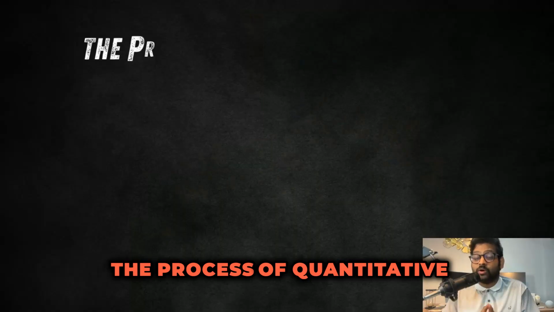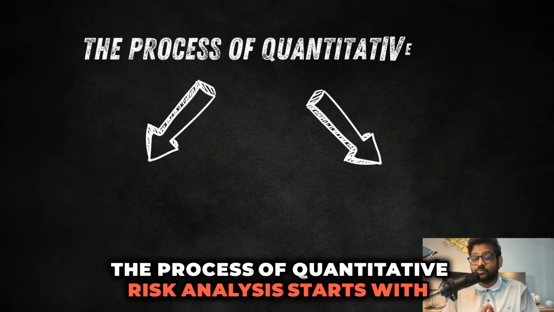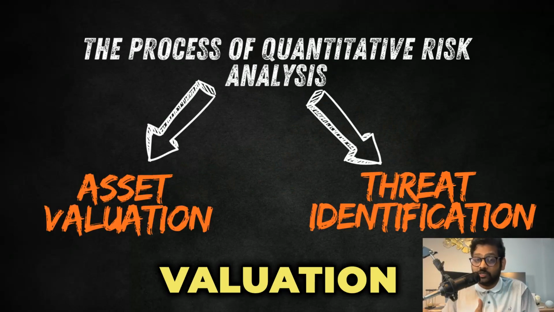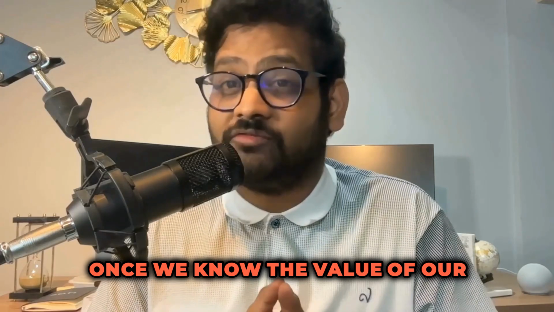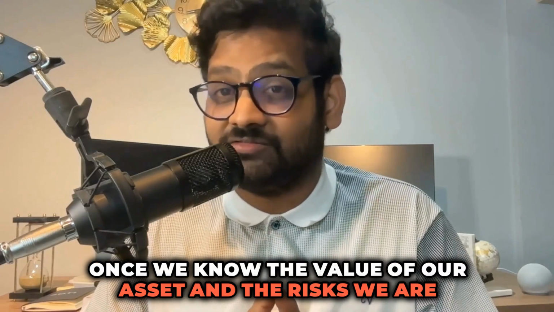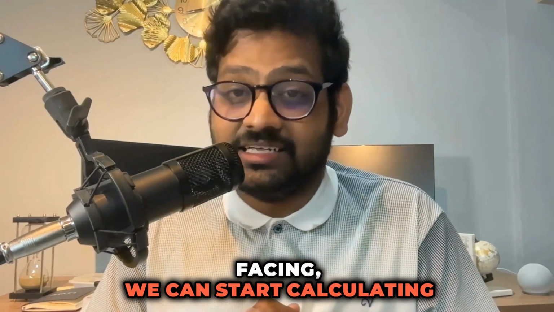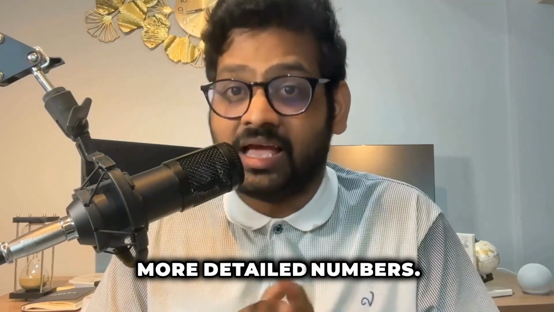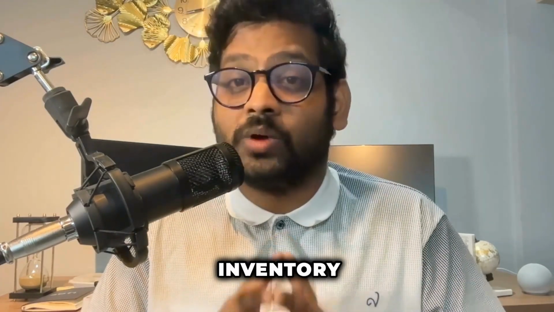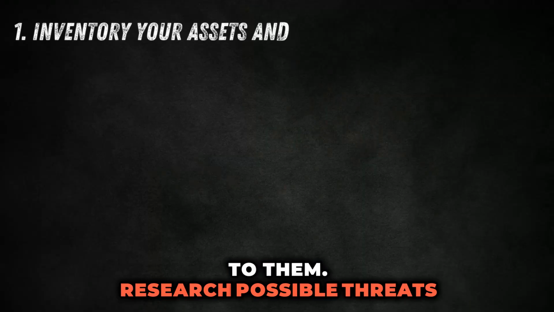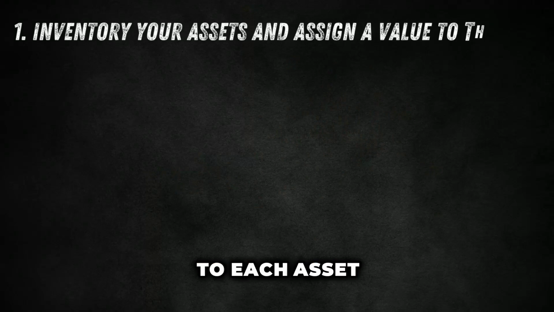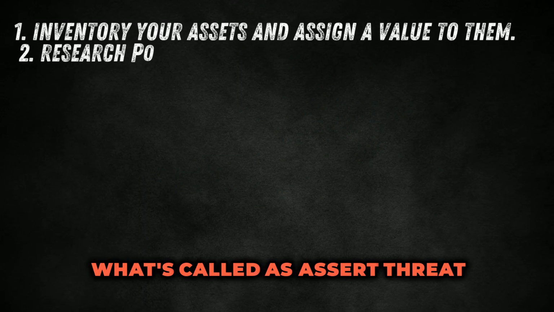The process of quantitative risk analysis starts with two main things: asset valuation and threat identification. Once we know the value of our asset and the risks we are facing, we can start calculating more detailed numbers. Here are the major steps involved. Inventory your assets and assign a value to them. Research possible threats to each asset, creating what's called an asset threat pair.